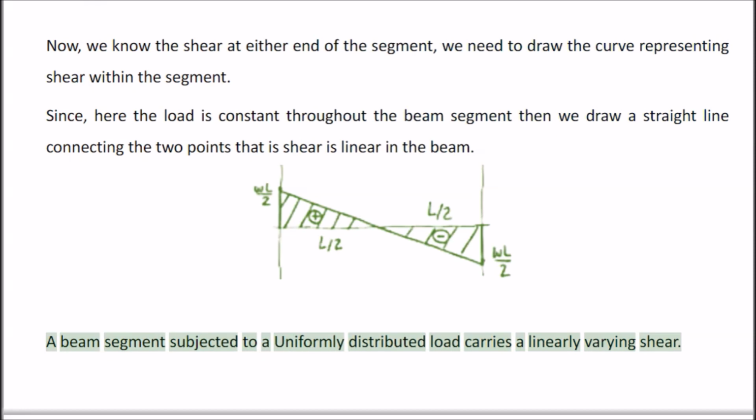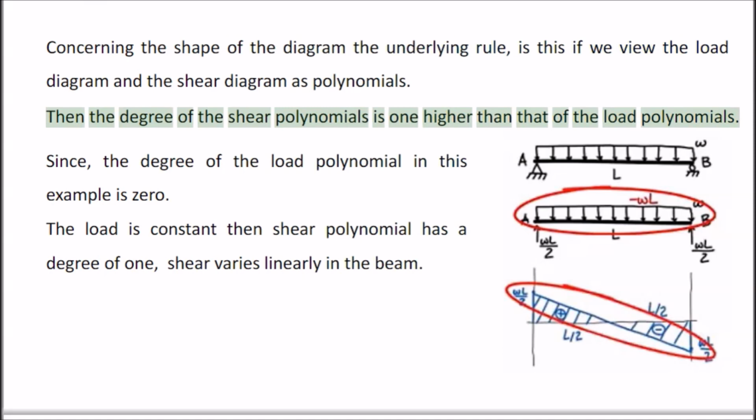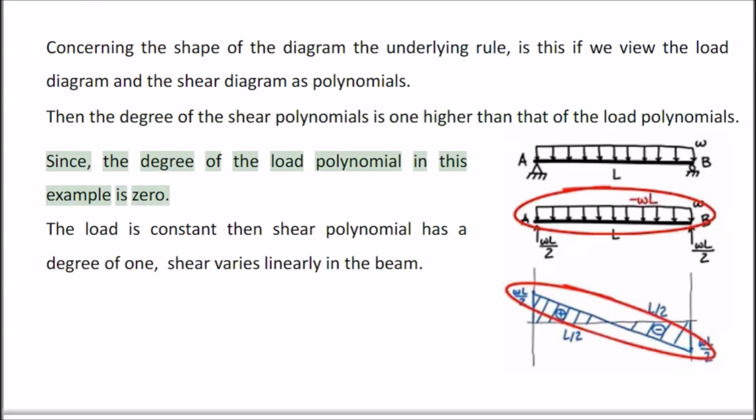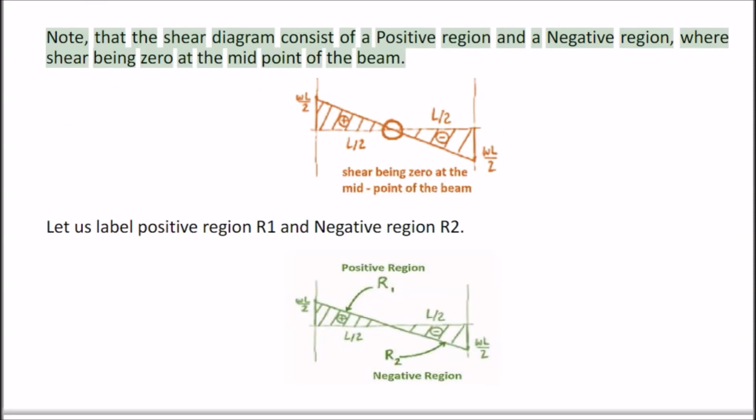A beam segment subjected to a uniformly distributed load carries linearly varying shear. Concerning the shape of the diagram, the underlying rule is this: if we view the load diagram and the shear diagram as polynomials, then the degree of the shear polynomial is 1 higher than that of the load polynomial. Since the degree of the load polynomial in this example is 0, the load is constant, then the shear polynomial has a degree of 1. Shear varies linearly in the beam. Note that the shear diagram consists of a positive region and a negative region, with shear being 0 at the midpoint of the beam. Let us label the positive region R1 and the negative region R2.